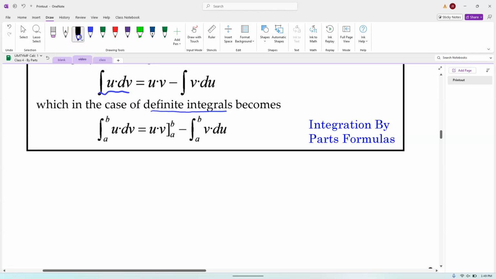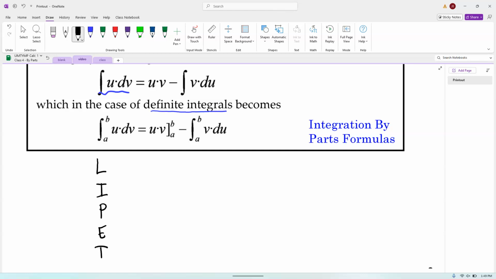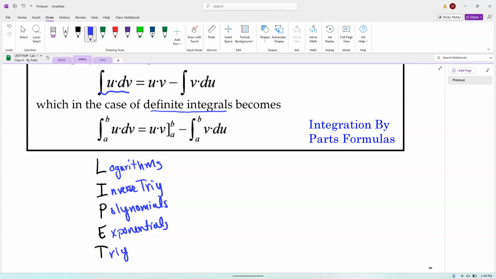And that process has a nice acronym. The acronym is affectionately called LIPET, L-I-P-E-T. Okay, and what it stands for is logarithms, inverse trig, polynomials, exponentials, and then trigonometrics.